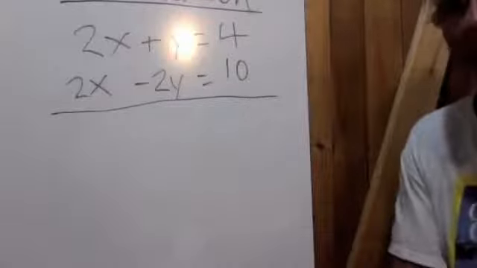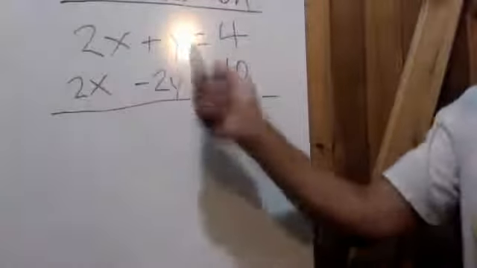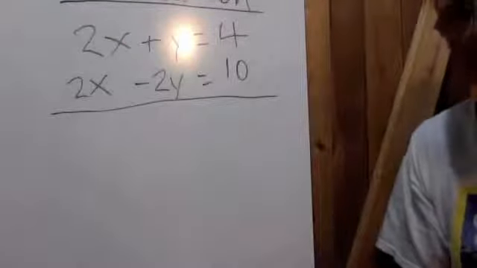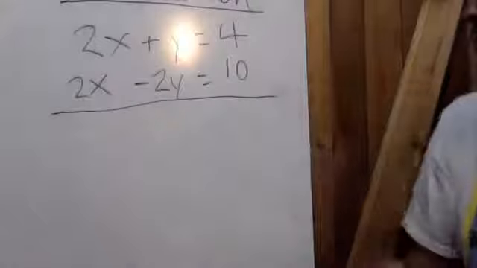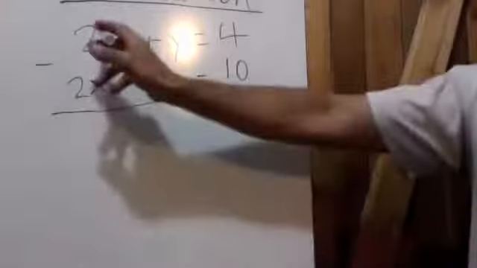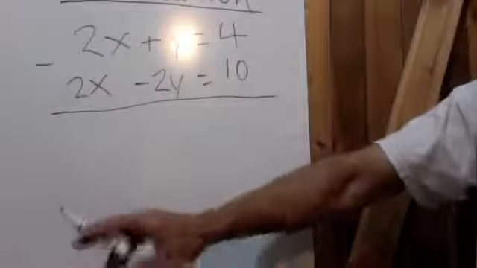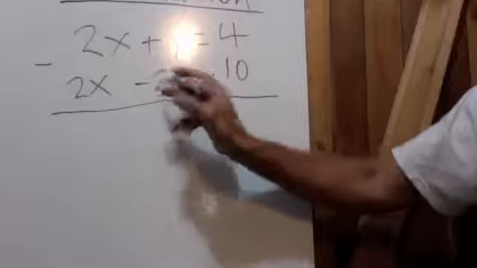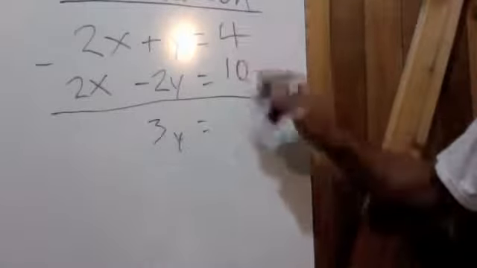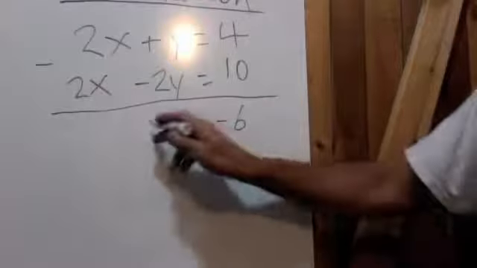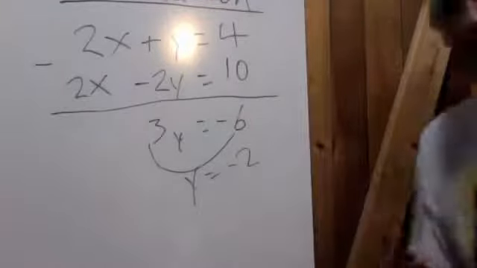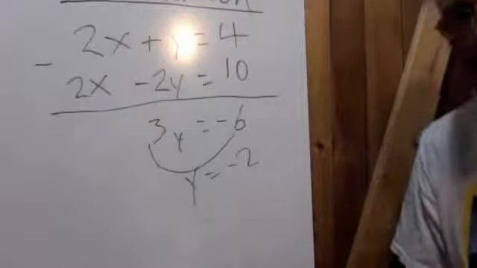Now, do you see how that helped us? The y's are no longer going to cancel out, but the x's can cancel out. They're not going to cancel out by adding, though. That would give you 4x. So we're going to subtract everybody down here. 2x minus 2x goes away. y minus -2y is going to give you 3y. And 4 minus 10 is -6. Divide by 3 this time. y equals -2, which we already knew because we solved it the other way.